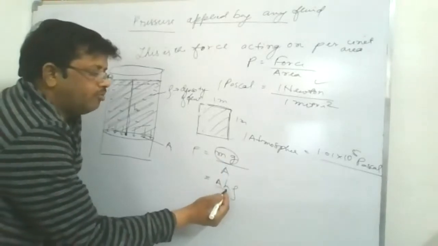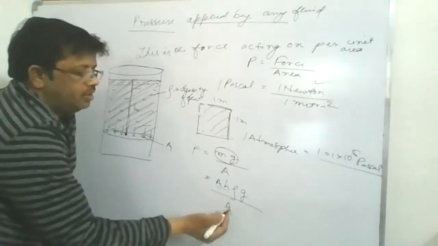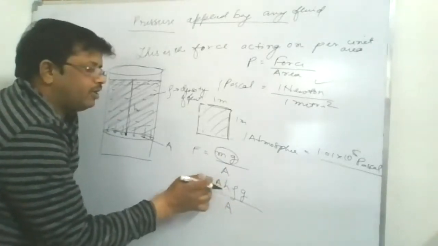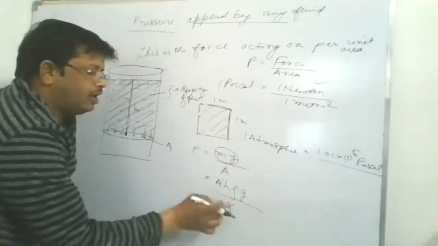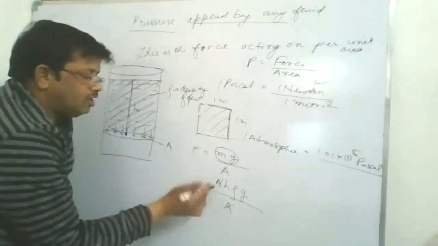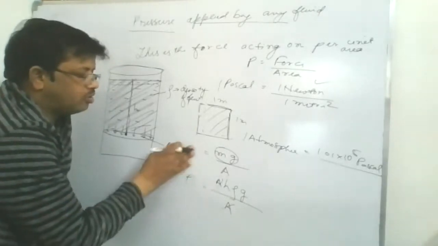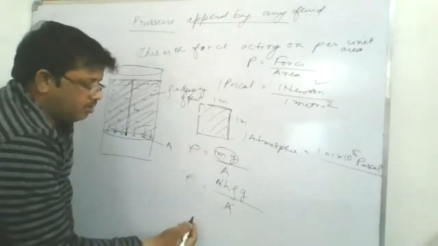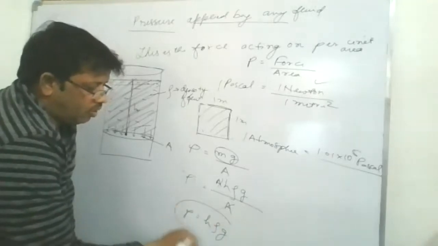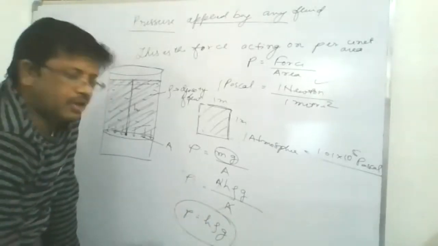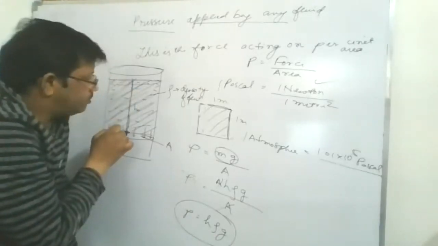Mass is equal to volume times density, mass times g is the weight, and weight is a force acting per unit area. Because weight is a force, the area cancels out, and that's why the formula for pressure will be h rho g. From here we conclude that pressure depends upon the height of the fluid above that point.